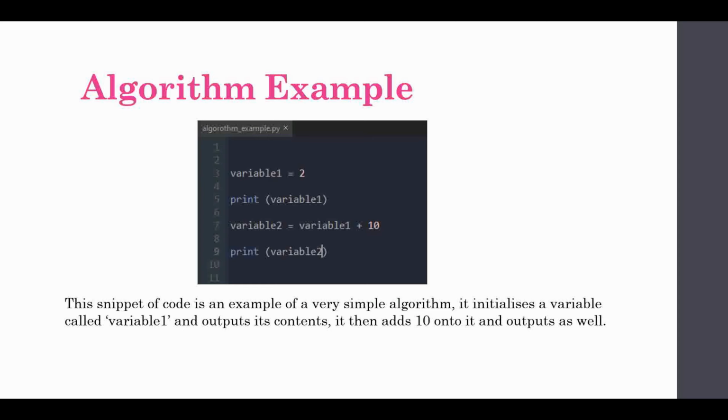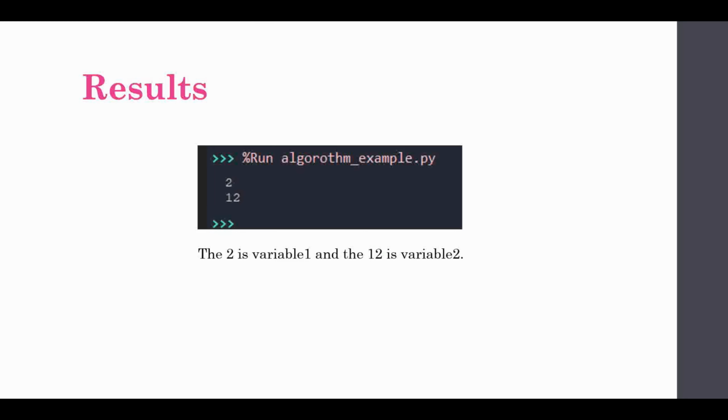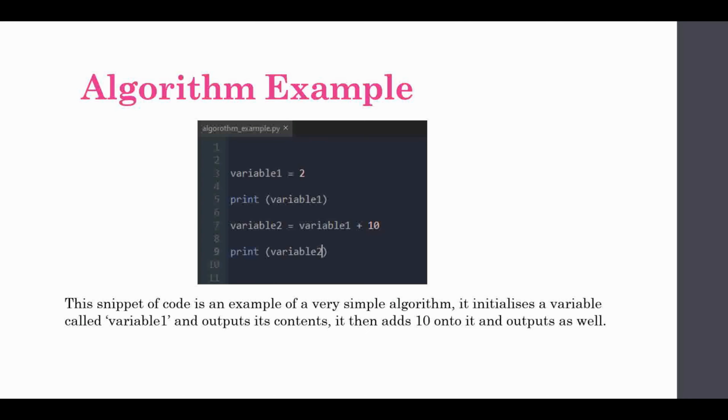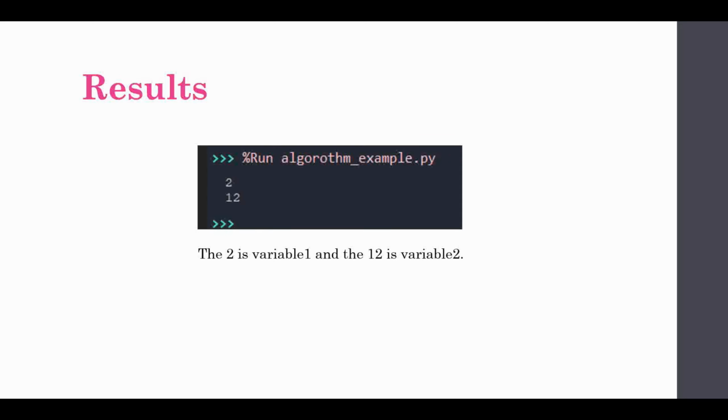So an algorithm example, this is a screenshot I put together. It's just a snippet of code that explains a very simple algorithm. Basically what happens is it initializes a variable 1, and assigns the value 2 to it. Then that variable gets printed out, so the value actually gets printed and outputted. And then we have another variable called variable 2, which adds 10 to the previous variable and then prints that out. So variable 2 will then be 12. As you can see, we have 2 and we have 12 because the first variable is number 2, and the second variable will be plus 10 onto that, so 2 plus 10 is 12.